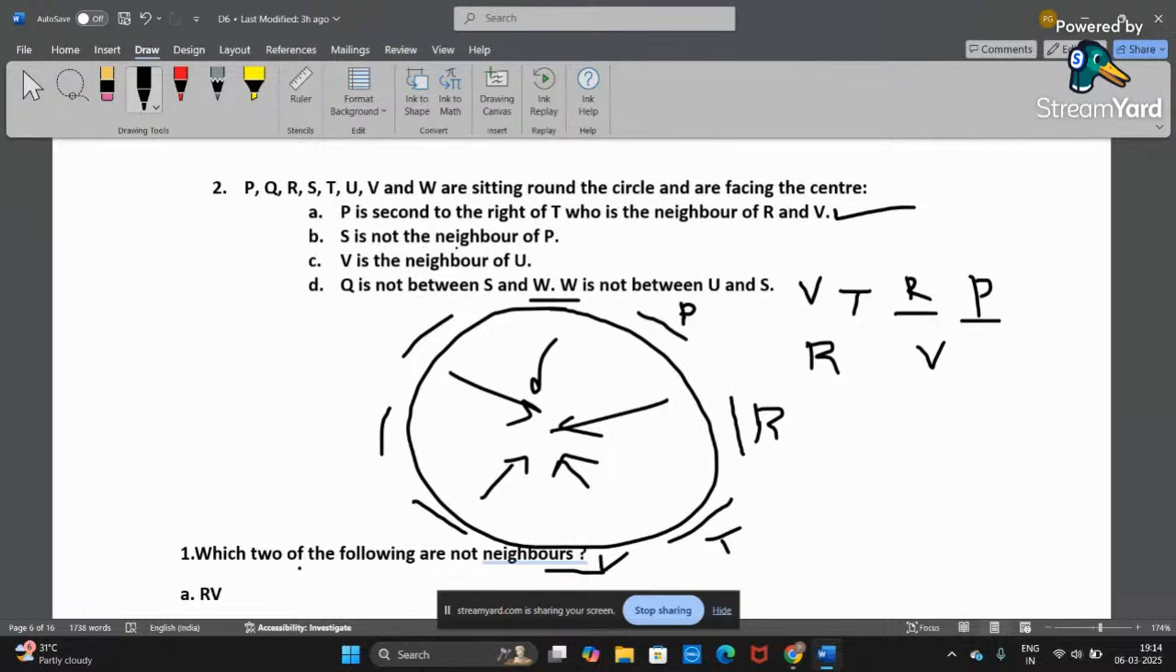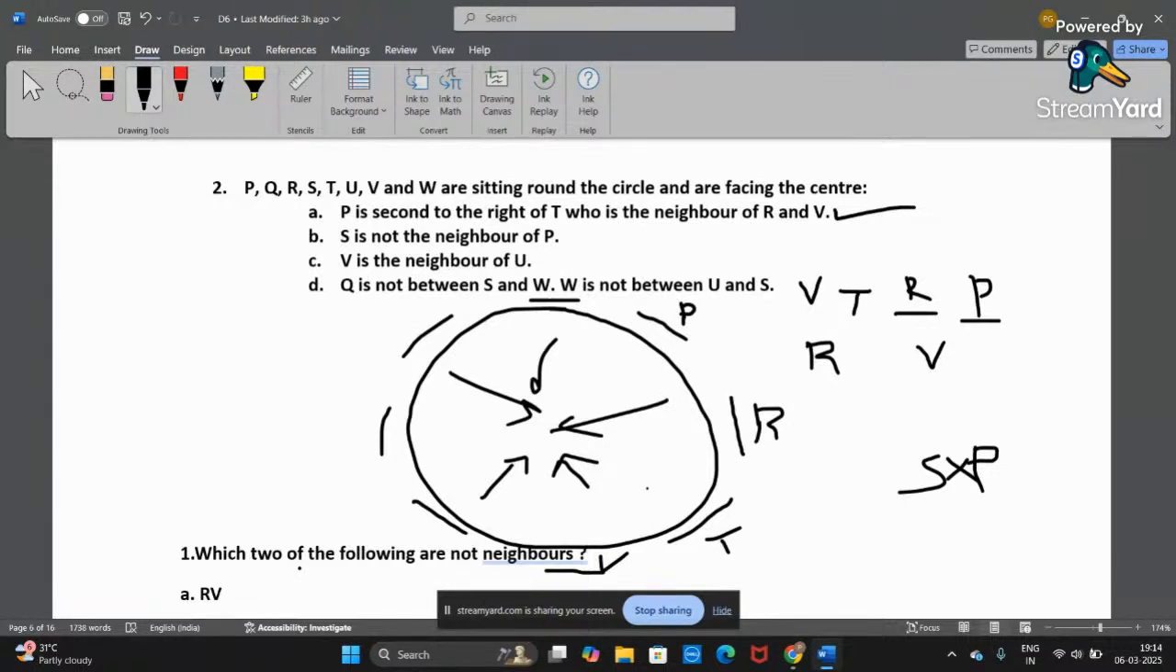S is not the neighbor of P. So here S will not be there. So let's keep it like that. S is not a neighbor of P. This is the one condition. Let's keep it aside.